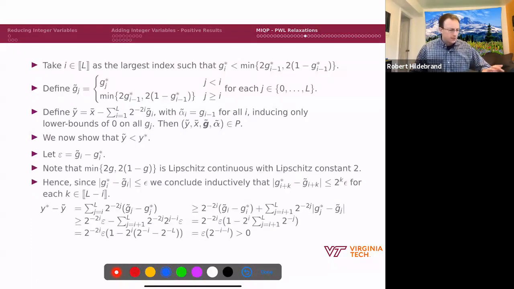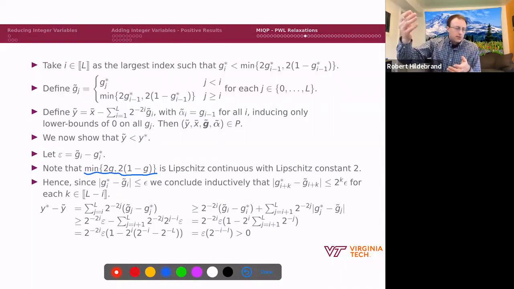I won't go through the detail too closely here, but the basic thing you need is that this function is actually Lipschitz continuous with constant 2. And then basically as you do this perturbation, which affects different G values, it changes everything in the right way that you want. Okay, so that's one idea here.